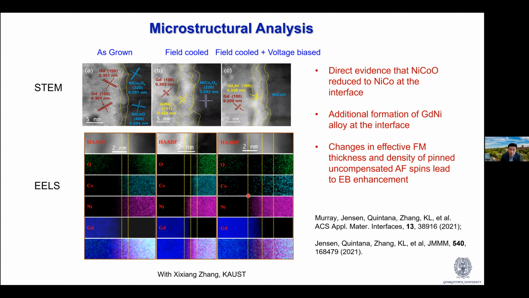So the details here are that this magneto-ionic handle actually allows us to change both the effective ferromagnet layer thickness and also the density of the pinned uncompensated antiferromagnet spins. And together, this leads to the enhancement of the exchange bias. And now we are exploring using this angle to try to electrically manipulate exchange bias in magnetic tunnel junctions.